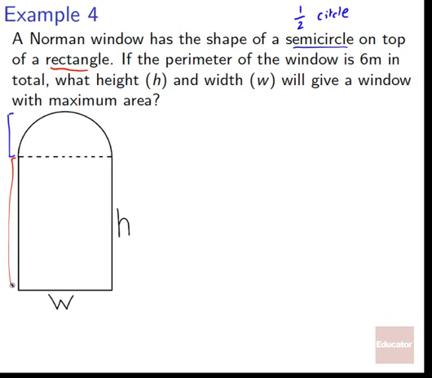The perimeter of the window is 6 meters. Now, we might have forgotten what perimeter is, but perimeter is just all the outside edge put together. So we go around the outside, perimeter, perimeter, perimeter.